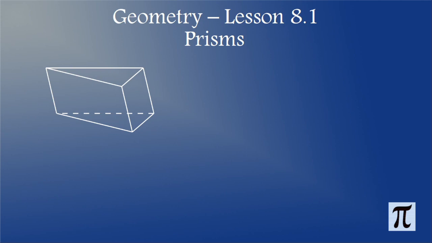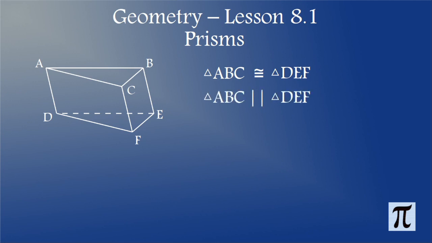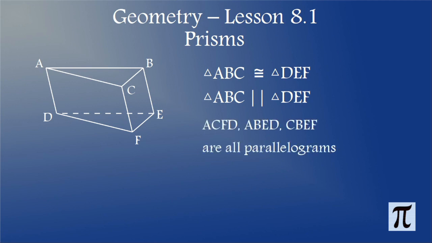Next, let's take a look at this piece of cheese-looking thing. Let's identify the top and bottom as triangles ABC and DEF. Next, let's state that the two triangles are congruent to each other. Next, we'll define these two triangles to be parallel to each other. And finally, we're going to say that the faces ACFD, ABED, and CBEF are all parallelograms.